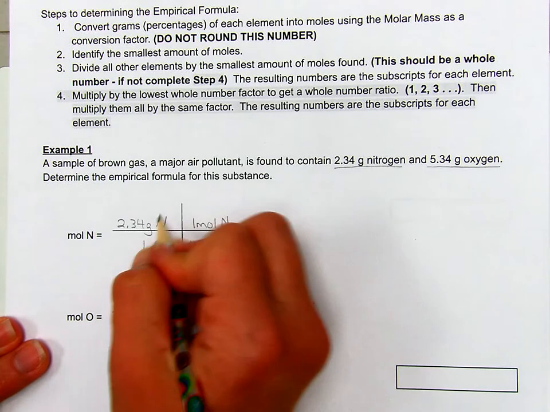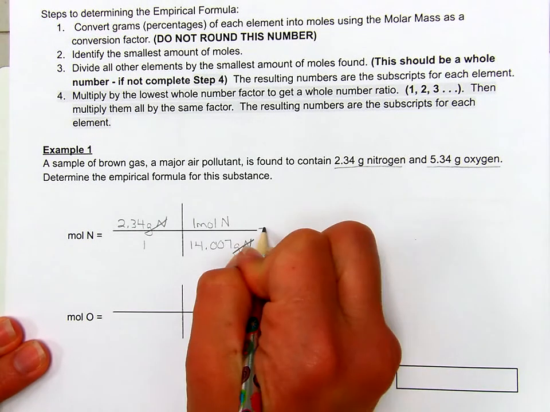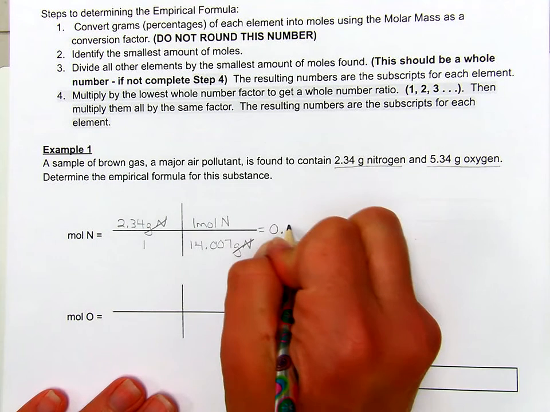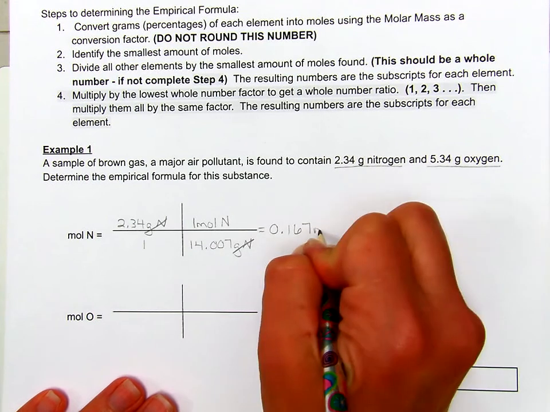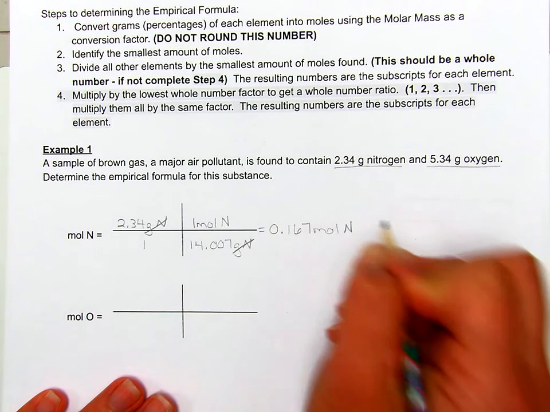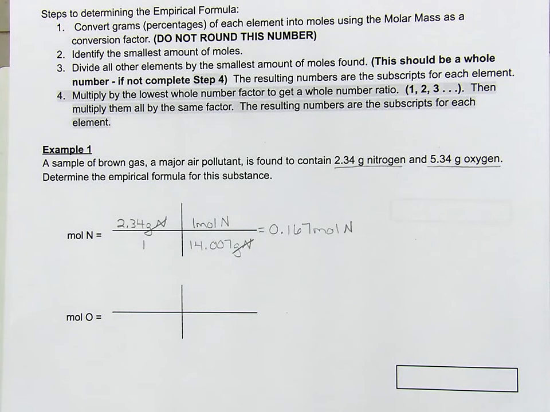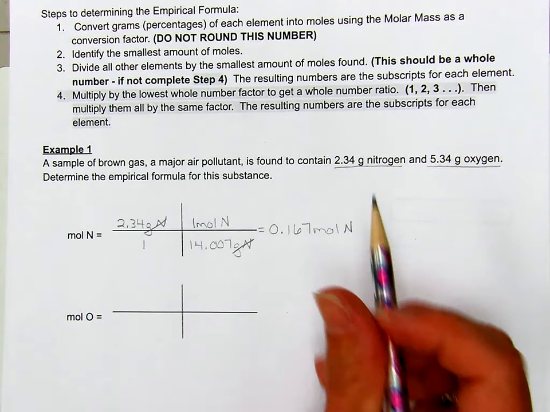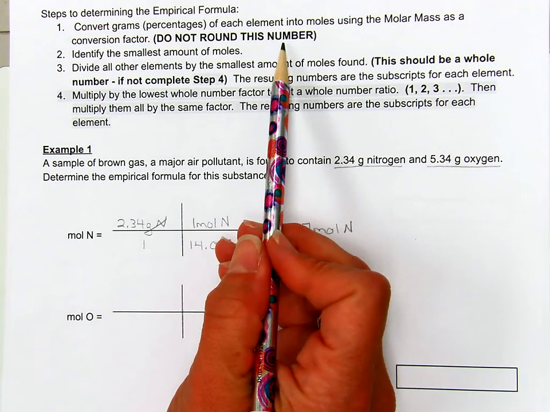We will see grams and grams cancel for nitrogen. We will go to our calculator and find that 2.34 divided by 14.007 is 0.617 moles of nitrogen. Remember, you want to set your calculator, go to mode, float, move that cursor over to 3 and hit enter, so we do not have to record all these decimals we see on the screen. But notice it does say do not round this number.